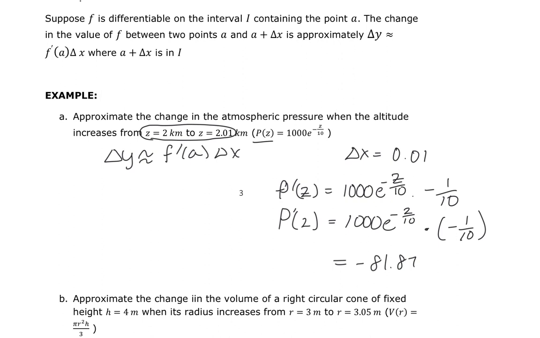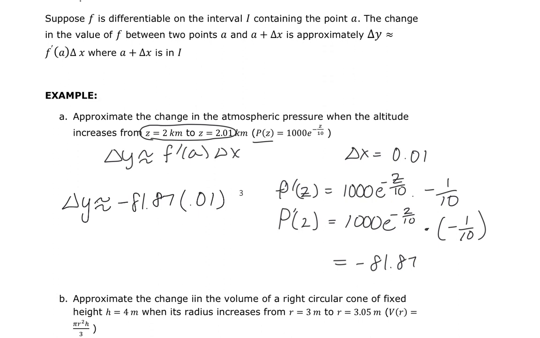Oh, wait, stop. I still need to multiply that by delta x, don't I? So my delta y, I got so excited, my delta y is approximately equal to the negative 81.87 multiplied by my delta x, which is 0.01. Don't forget that part. I just wanted to be done, I guess.